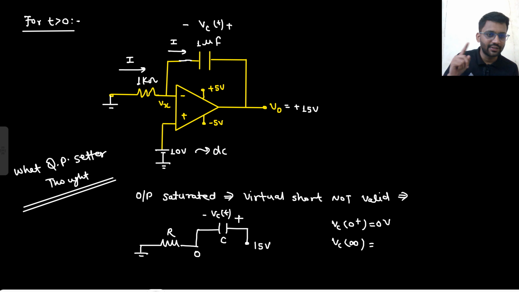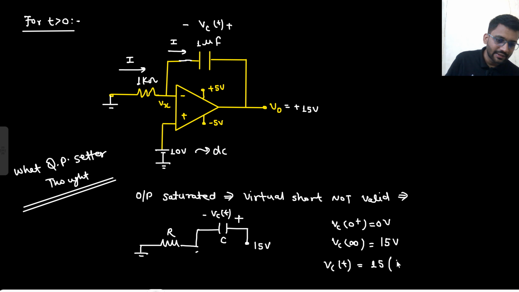So at steady state, VC voltage will try to go to 15 volt. So this would be the equation. What will be your VC(t) equation? That would be 15 into 1 minus e to the power minus t by tau. What is tau? Tau is RC, that is 1 milli. And they are asking you the VC value at 1 millisecond. So what will be the answer?